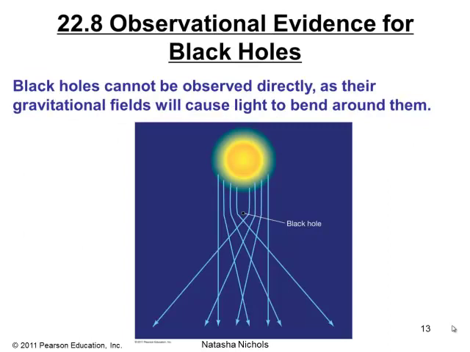So how do we know that they actually exist and they're not just a mathematical construct? Well, black holes, of course, cannot be observed directly, as their gravitational fields will cause light to bend around them. If you take a look at this picture right here, you see how a massive black hole makes it impossible to observe the hole as a black dot superimposed against the bright background of its stellar companion.